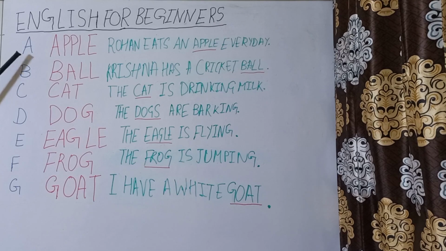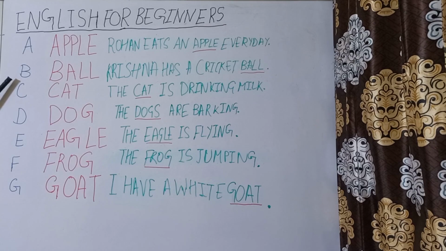A. A for apple. Apple is spelled as A P P L E. Let's see how the word apple can be used in a sentence. Rohan eats an apple every day. Let's move to the next alphabet.